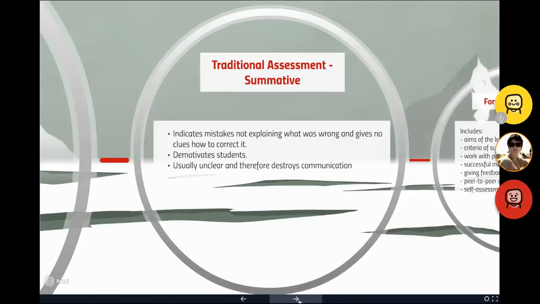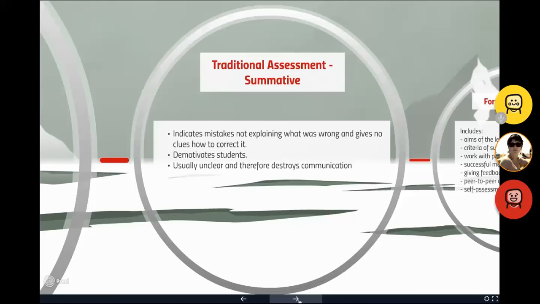So teachers only indicate mistakes. They do not explain what was wrong and give no clues how to correct it. They just say you have to come and take the test again next week. That can really, as you may remember, demotivate students, because when you get 1 or when you get F, you know that you failed, but you don't know how to start, how to take it again so that to succeed.